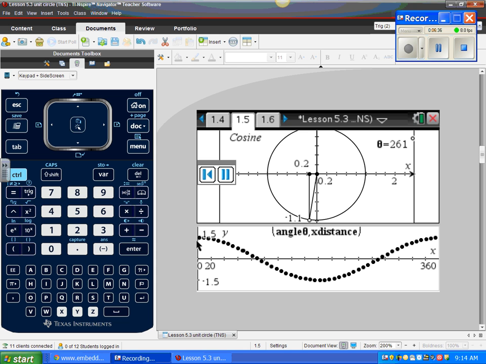Okay, so it goes 1, 0, -1, 0, 1. 1, 0, -1, 0, 1 as it goes around that unit circle. Okay, so this is our distance from the origin along the x-axis, and it graphs us this curve.